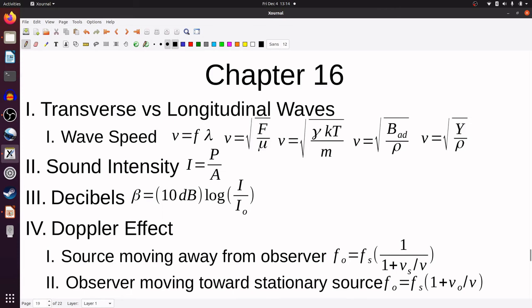Chapter 6 was all about waves. You had 2 types. You have transverse and longitudinal. Transverse wave, if you recall, is a wave that kind of looks like this. Basically, the direction of the wave is moving to the right, but the propagation of the wave is moving up and down. That's transverse. It's perpendicular. Longitudinal is like a sound wave. Well, sound wave is an example of longitudinal, or a slinky.